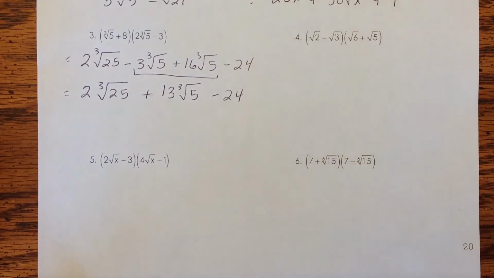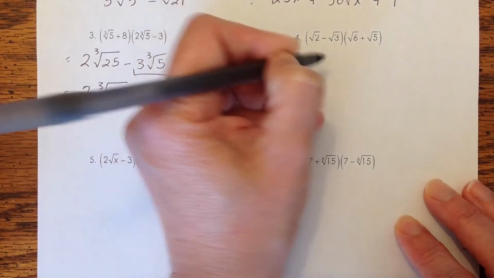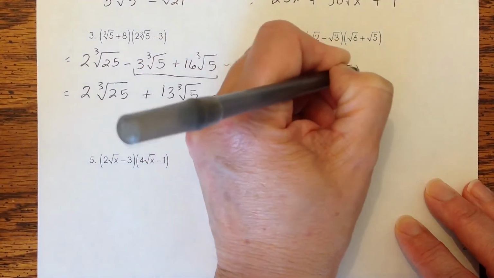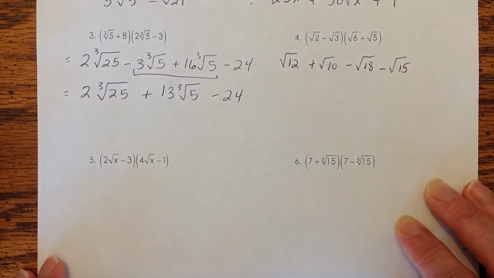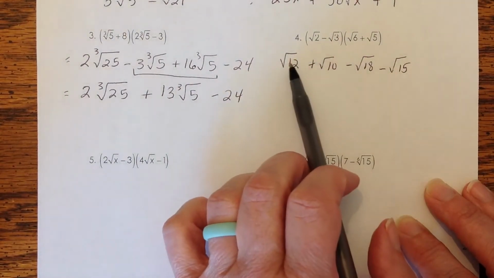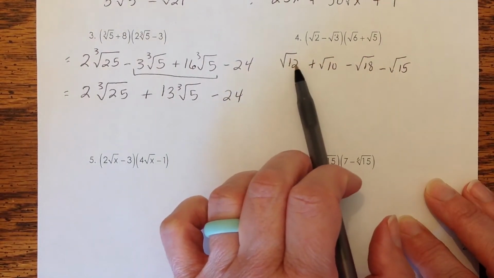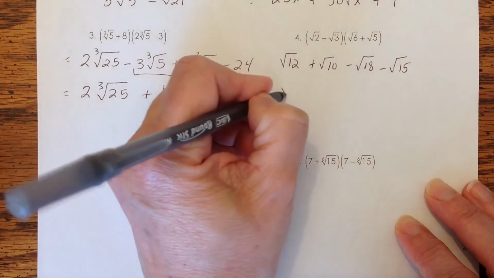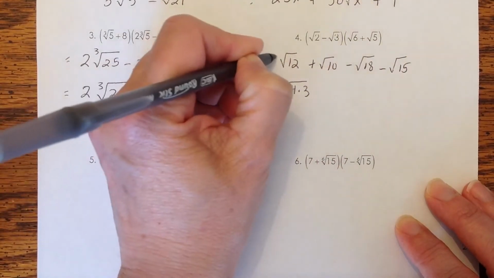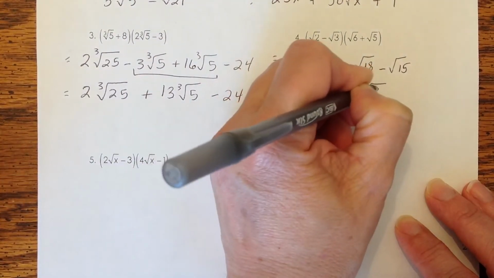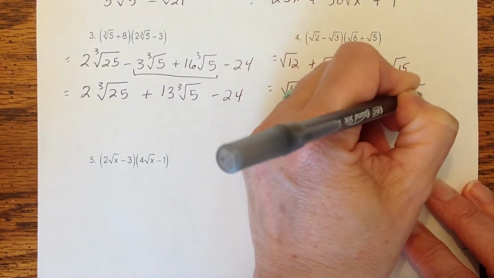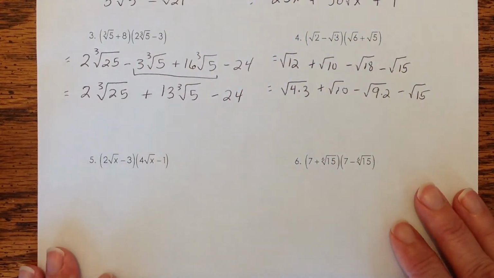And there's our answer. Number 4 also uses FOIL, so square root of 2 times square root of 6 is the square root of 12 plus the square root of 10 minus the square root of 18 minus the square root of 15. Some of these have perfect squares that make up their number. So for example, 12 could be thought of as 4 times 3. Square root of 10 has no perfect squares. 18 is 9 times 2, and the square root of 15 has no perfect squares.